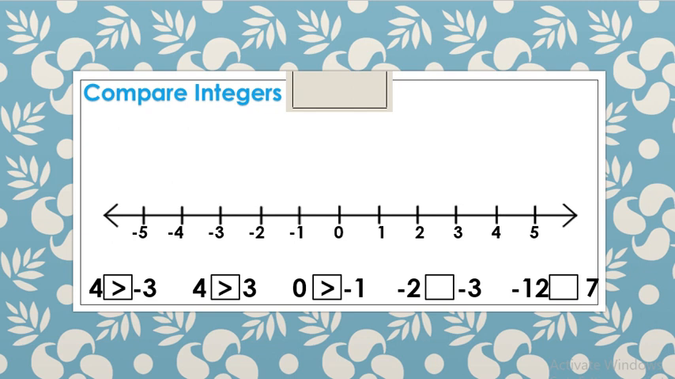Next, -2 and -3. Yes, -2 is on the right side from -3, so it's the greater one. And -12 and 7. Yes, 7 is greater than -12.